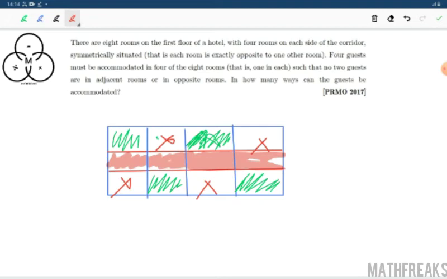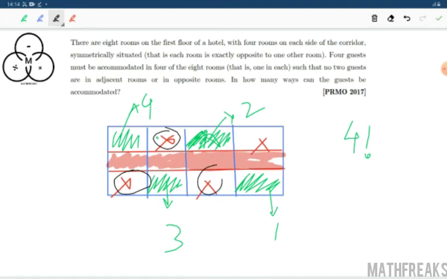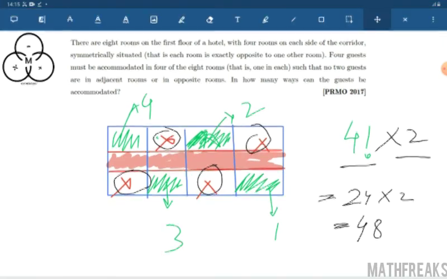So we can see 4 persons are there, so in 4 factorial ways they will be accommodated in the rooms. For this room we have 4 options, for this room 3 options, here 2 options, here 1 option. That is 4 factorial. Now the person can also start from this room, then this room, then this room, then this room. So there are 2 arrangements again for selecting the rooms. This is for arranging the persons and this is for selecting the rooms. 4 factorial is 24, multiplied by 2. The answer is 48. Very easy PRMO question.